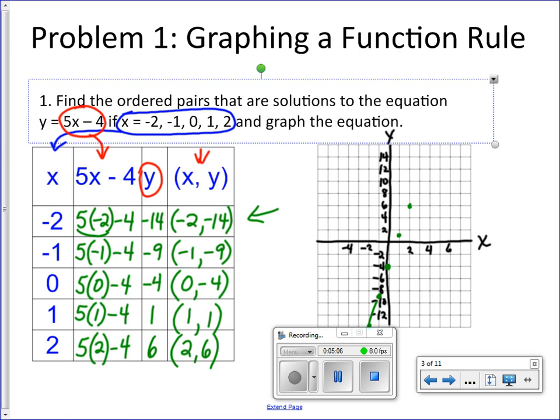So let's join our points with a line. We're going to put arrows at both ends to show that this graph continues. We could choose other values for x if we chose to do that. And so the line will continue.